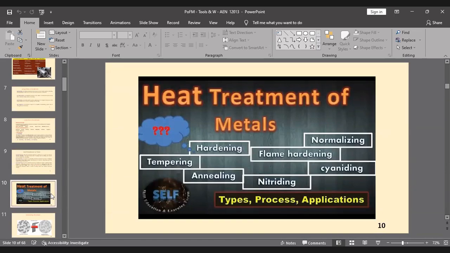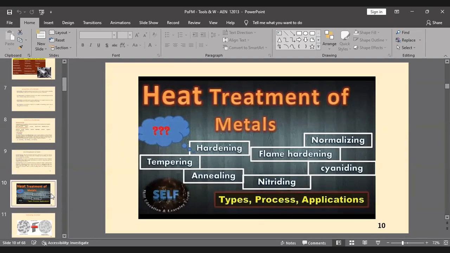So we have certain requirements with respect to hardness, toughness, brittleness, ductility. Those are the things, right? So tempering, then hardening and annealing. Annealing means we are actually softening metal. This is a method of softening metal. And hardening is a strengthening of metal.